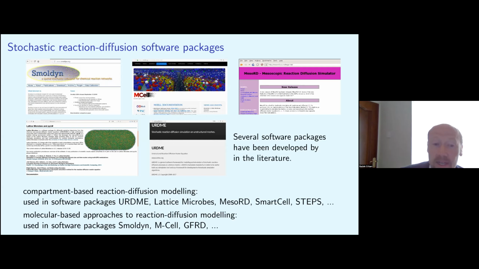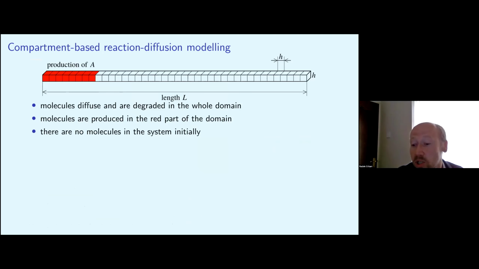But what I would like to say in the rest of my talk is what the underlying methodologies behind them are: what is compartment-based modeling and what is molecule-based modeling. So let's illustrate it on this model. I had this morphogen gradient. There was production of molecules in part of the domain and degradation in the whole domain. The molecules also diffuse, and the initial condition is that there are no molecules. That was the system which I showed you in my simulation.